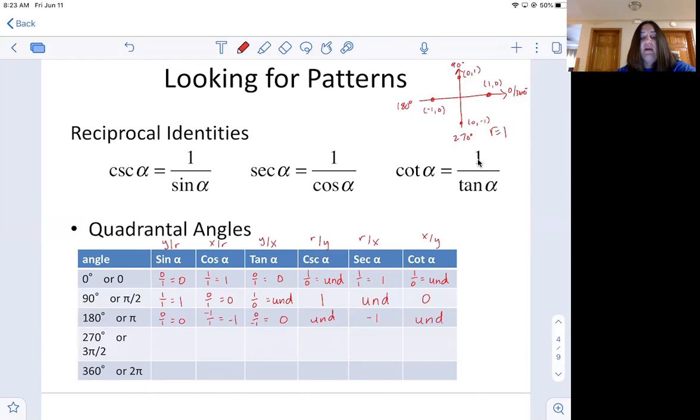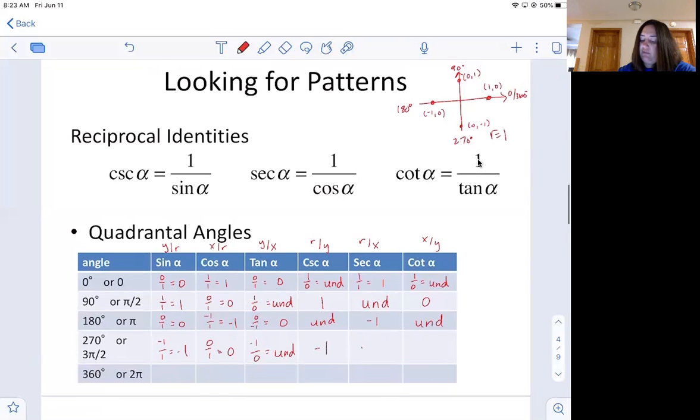And you can kind of see a pattern in what we're finding here. So with 270, we would have negative 1 over 1, which is negative 1, 0 over 1, which is 0, and then we would have negative 1 over 0, which is undefined. Keep going to fill in our table here. We would have negative 1, undefined, and 0. Now, 360 is really in the same position as 0, so we can just copy that top line and we would have our table completed.